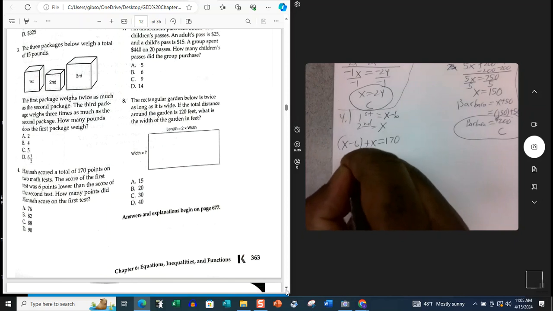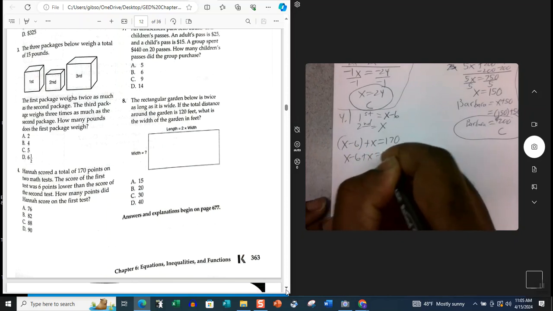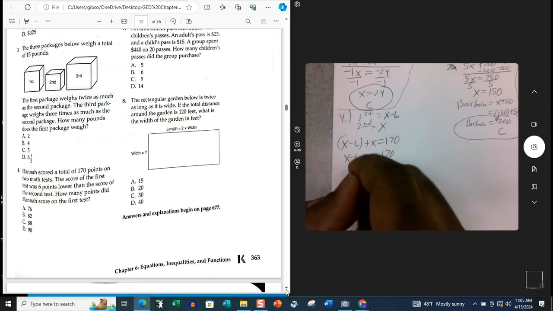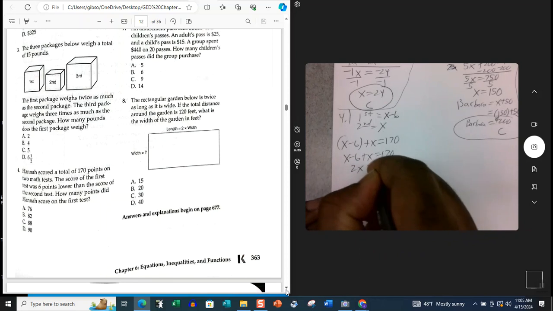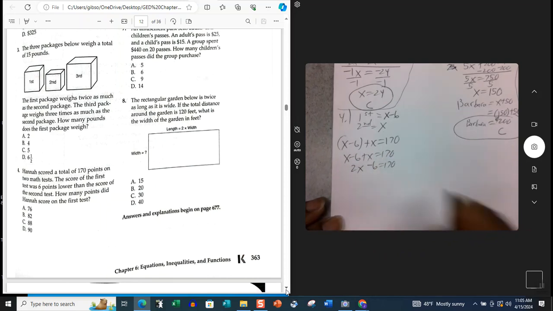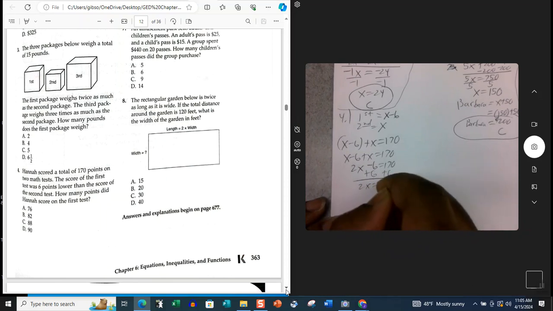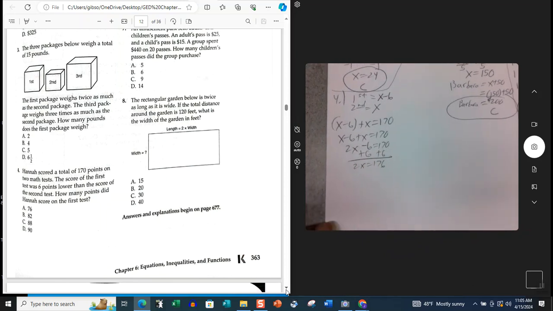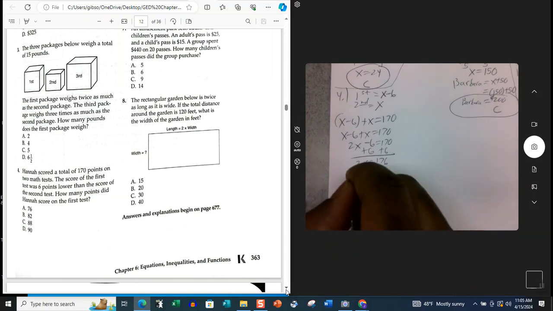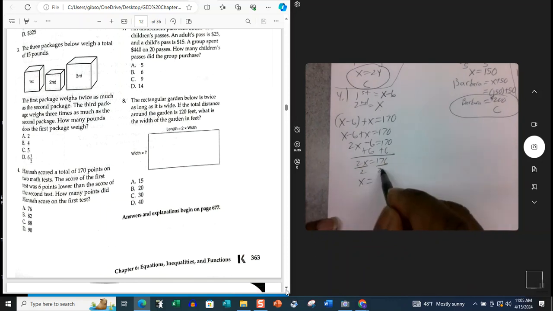So we could drop these parentheses. So we will have X plus X is 2X minus 6 equals 170. We will add 6 on both sides, and 2X equals 176. We divide each side by 2, and X is equal to, this will give us 88.